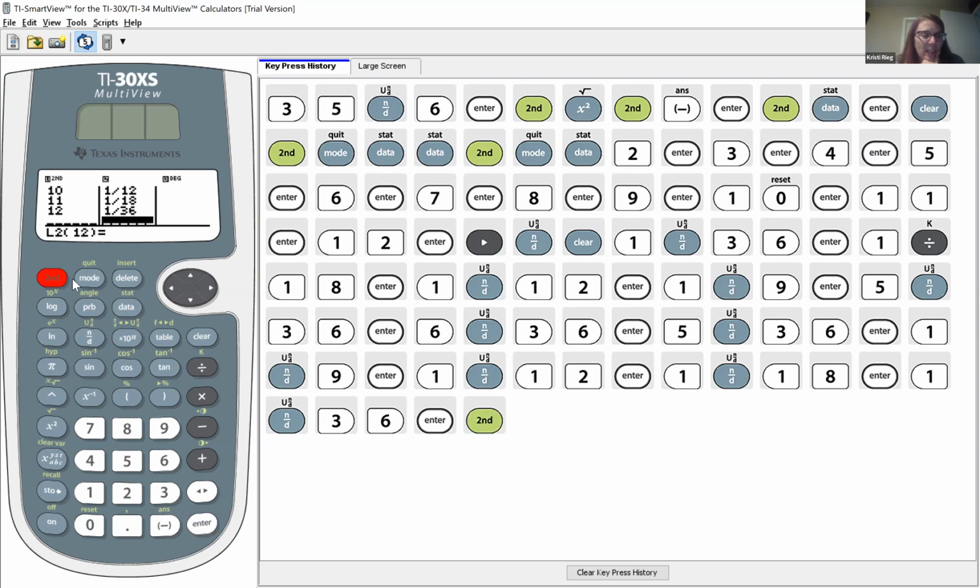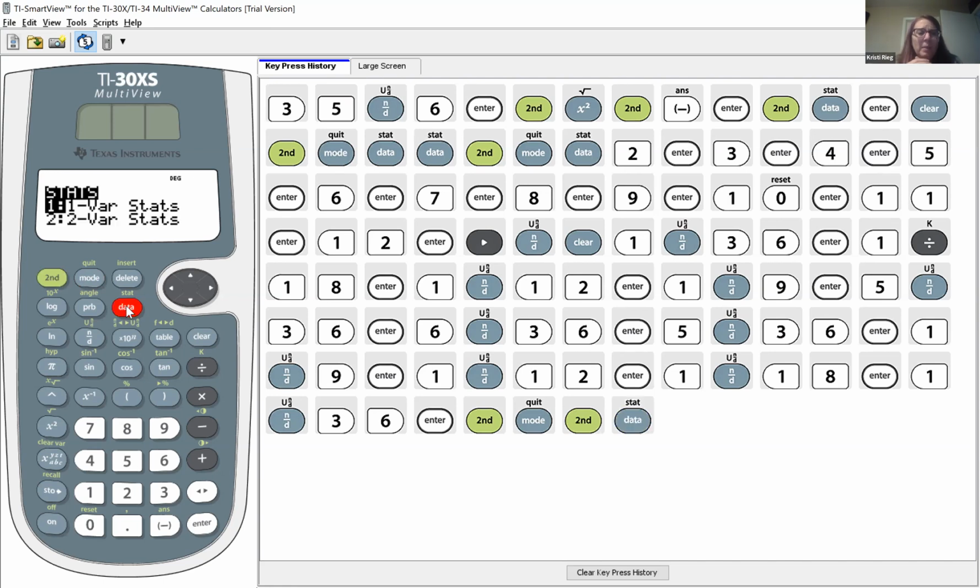So I'm just going to get out of here. You don't have to, you can go straight to stat, but I just quit. Second, stat. Remember, I think by now most people know how to do all this, but if I'm going too fast, just go back and either look at the key press history or just look at what's highlighted in red. Okay, one variable stats.